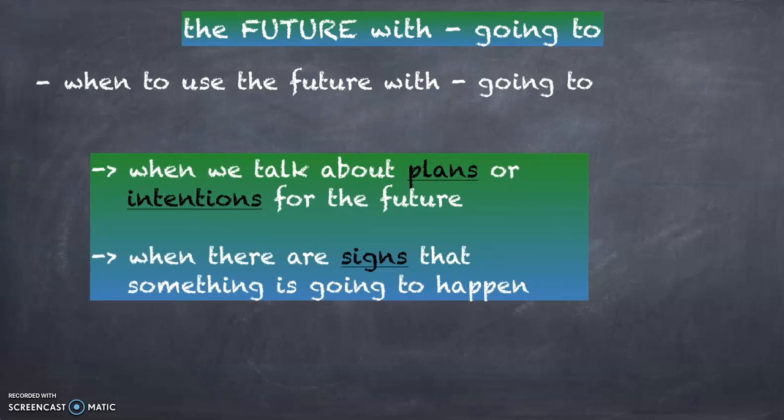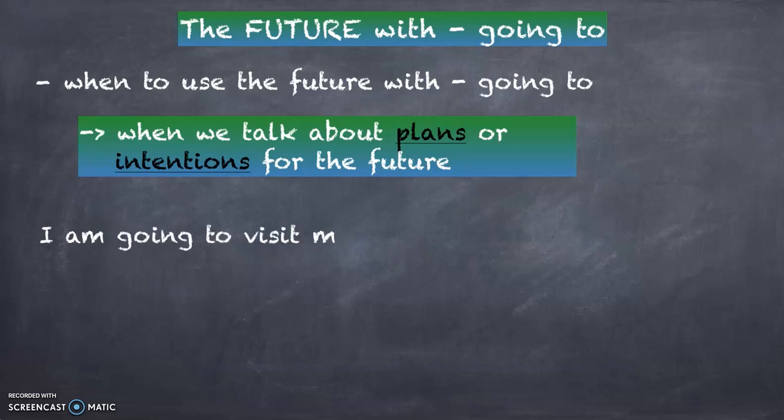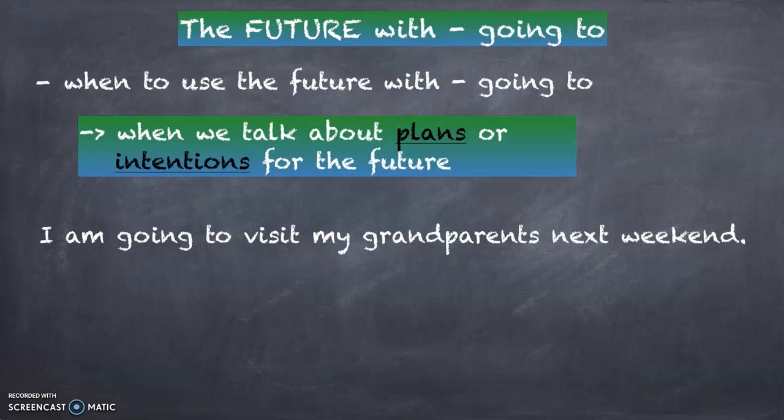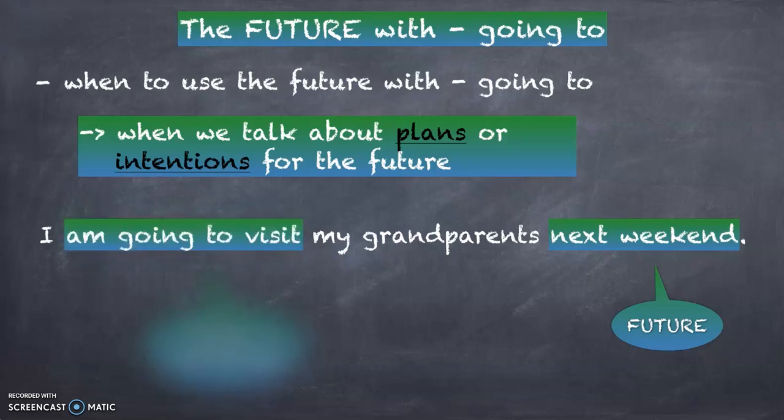We use the future with going to when we talk about plans or intentions for the future, or when there are signs that something is going to happen. Let's take a closer look. First, about plans or intentions. I'm going to visit my grandparents next weekend. Next weekend is a signal word for the future, and I'm going to visit is a plan or intention, what I am going to do next weekend, so you have to use the future with going to here.